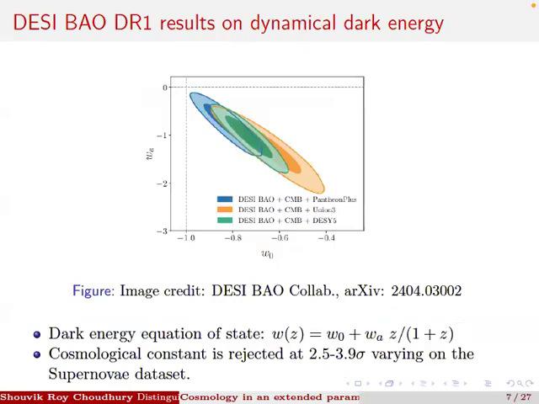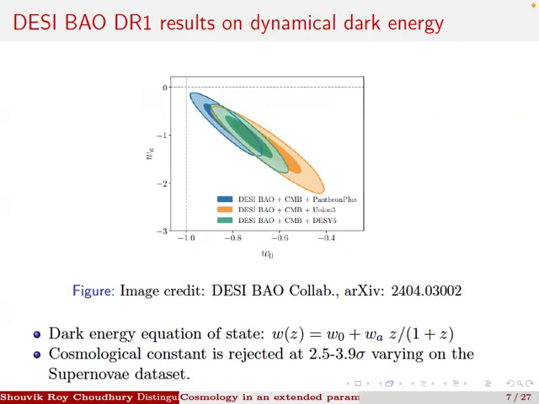Now we go to the DESI BAO DR1 result, which was published on arXiv in April last year, so around 1 year ago. We take the dark energy equation of state to be something that varies with redshift, so it varies with time, and it has two parameters, W0 and WA. This is a popular parameterization of dynamical dark energy, called the CPL parameterization. It is useful close to our universe because in the early universe, Z is large, so this is basically constant at W0 plus WA, more or less.